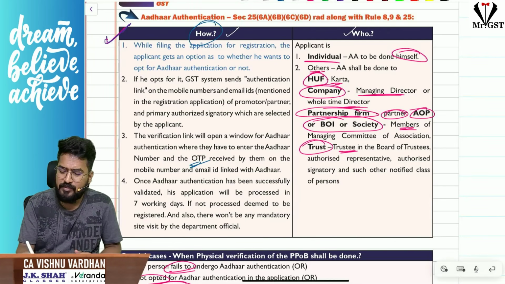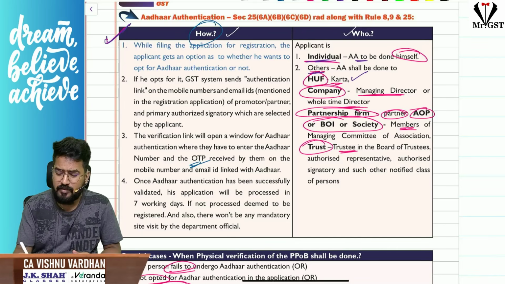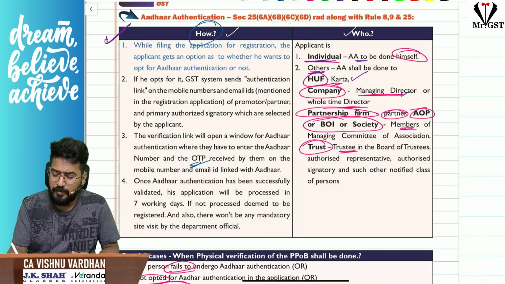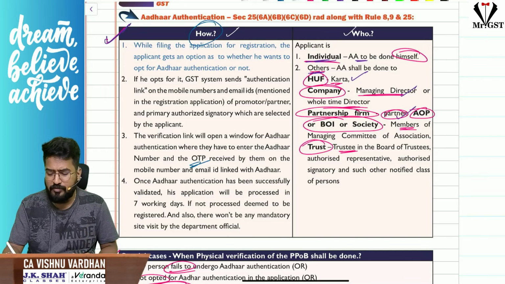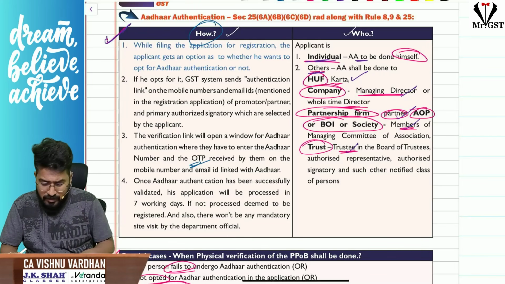Sir, obviously, if it is a sole proprietor business individual, he himself should get Aadhaar authentication done. In other cases, for HUF the Karta, for a company the managing director or whole-time director, for a partnership firm a partner, for AOP, BOI, society their members, for a trust the board of trustees. For them, we should get the Aadhaar authentication done.